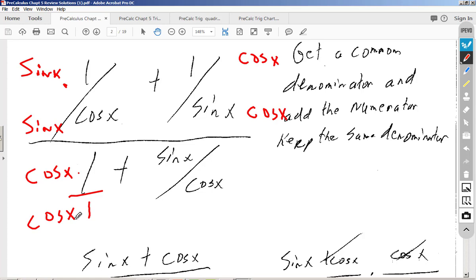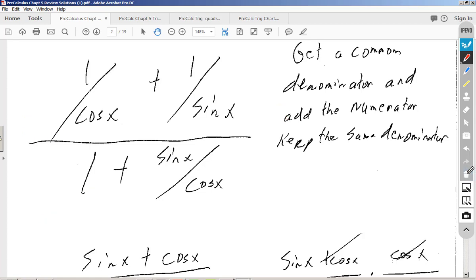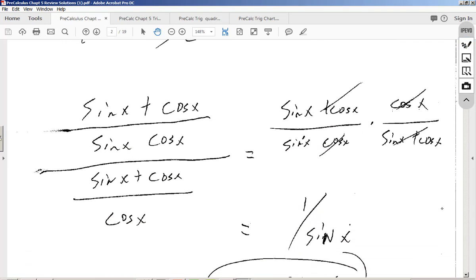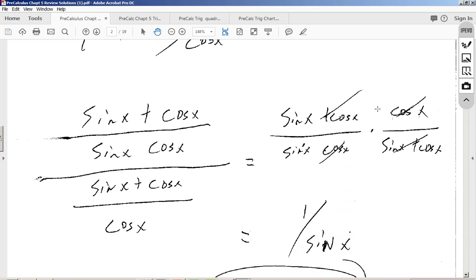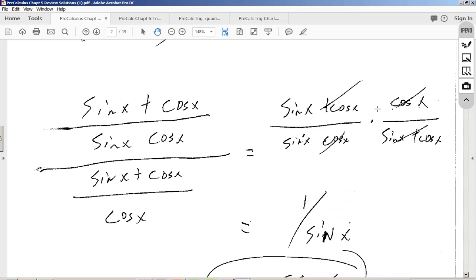So when I do that, you'll notice when I scroll on down, when I multiply those together, 1 times my sine of x, I get sine of x. When I take this times the cosine of x, I get cosine of x. So I'm going to add my numerators and keep the same denominator. So sine of x plus cosine of x all over sine of x cosine of x.